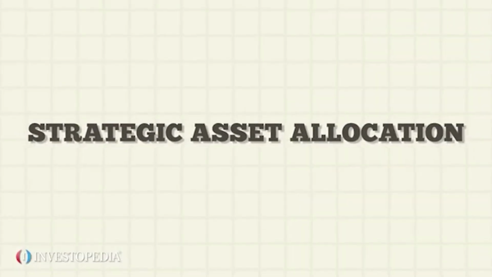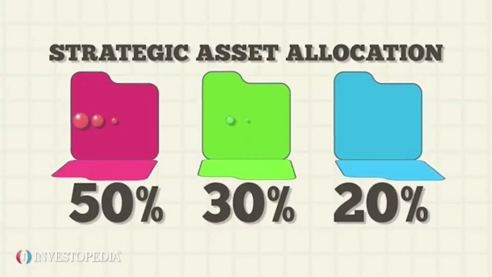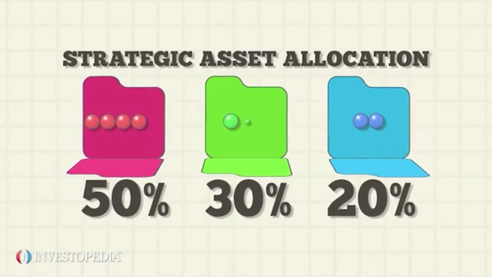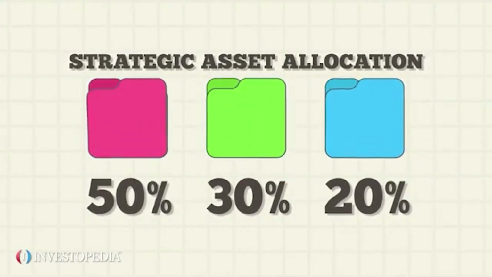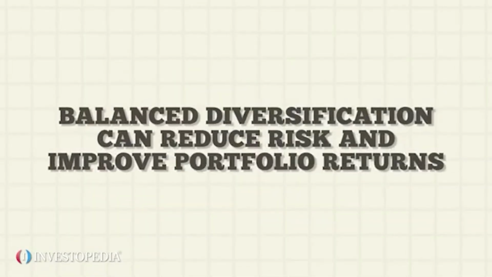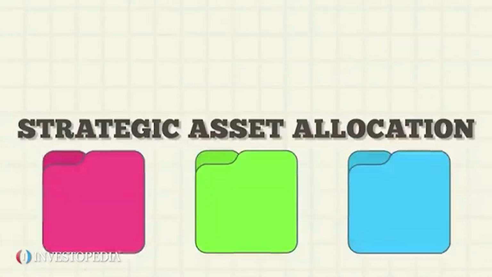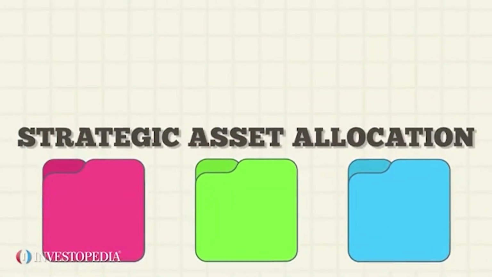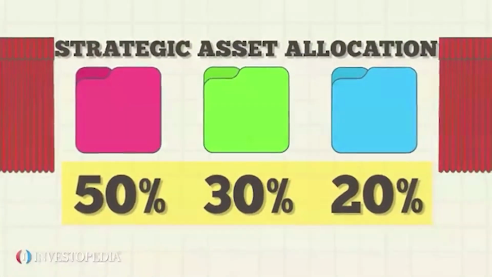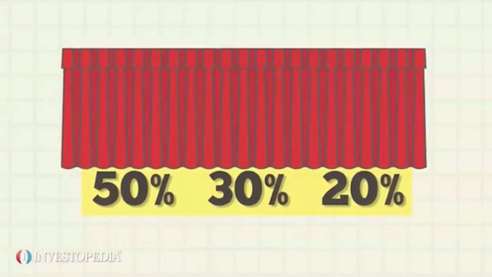Strategic asset allocation is a portfolio strategy that involves setting target allocations for various asset classes, then periodically rebalancing the portfolio to maintain these original allocations. Allocations can deviate due to differing returns from various assets. Balanced diversification can reduce risk and improve portfolio returns. Strategic asset allocation is an investment strategy focused on the needs of the investor rather than the constant tracking of the markets and is thought to remove the influence of emotion from investment strategies.